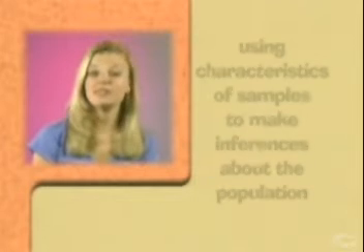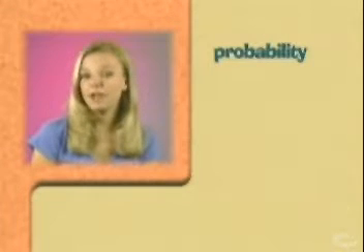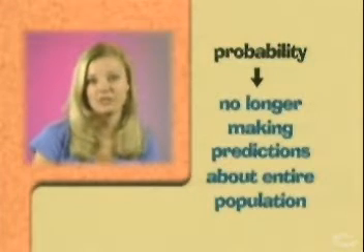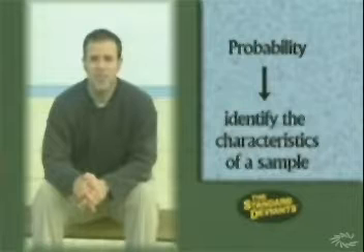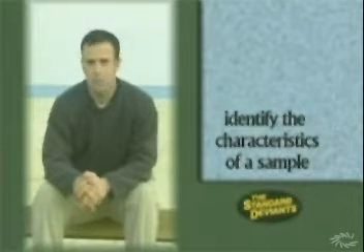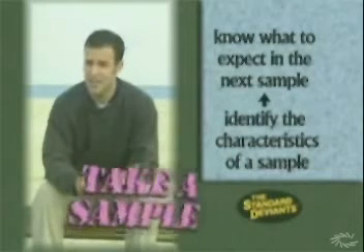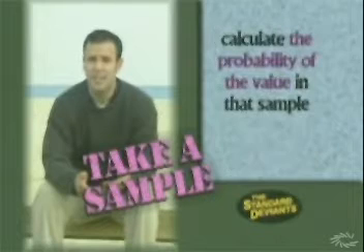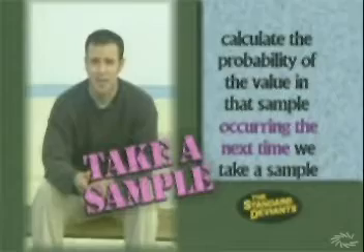Up till now, we've been using the characteristics of samples to make inferences about the population. With probability, that changes. That's because with probability, we're no longer making predictions about the entire population, but about the sample itself. We'll use probability to identify the characteristics of a sample. Once we've identified those characteristics, we'll know what to expect the next time we take a sample. It's a weird cycle. We take a sample, and based on that sample, calculate the probability of the values in that sample occurring the next time we take a sample.